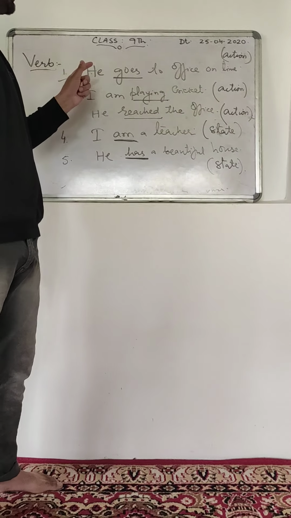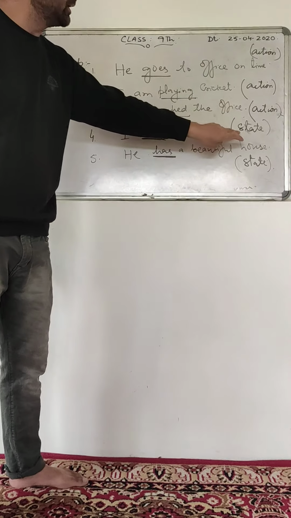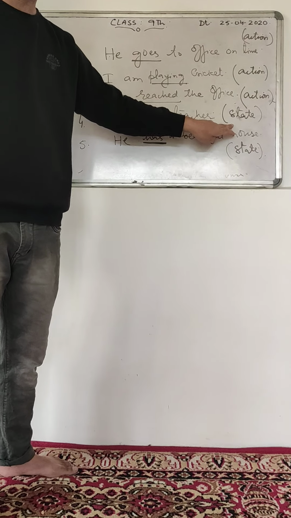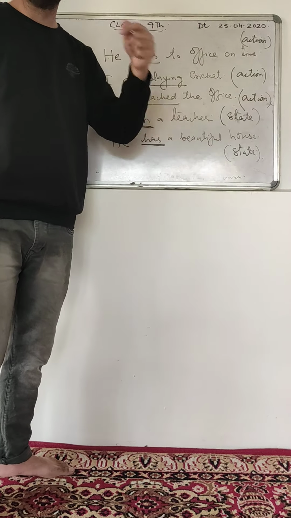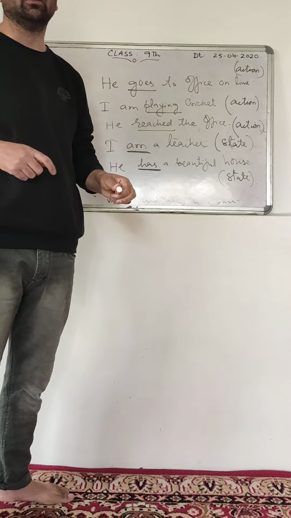So these are the functions of verb. Verb tells us about the action, or it tells us about the state of a subject. Okay? Dear students, there is also a trick to find the verb in a sentence.